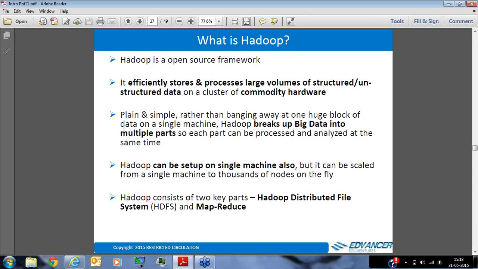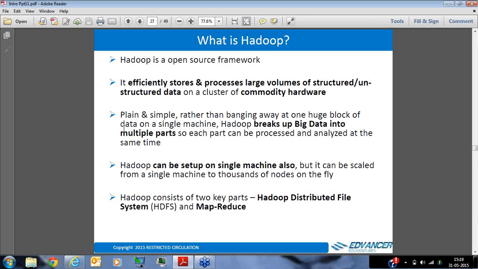So Hadoop can be set up on a single machine also, but it can be scaled from one machine to thousands of nodes on the fly. What does on the fly mean? Without any kind of downtime. If you want to add one more node or one more machine to your Hadoop cluster, you don't need to have any kind of downtime on the existing ones. You can just, at the click of a button, add that new machine or new node and get it set up and running on your Hadoop cluster. So Hadoop consists of two key parts.